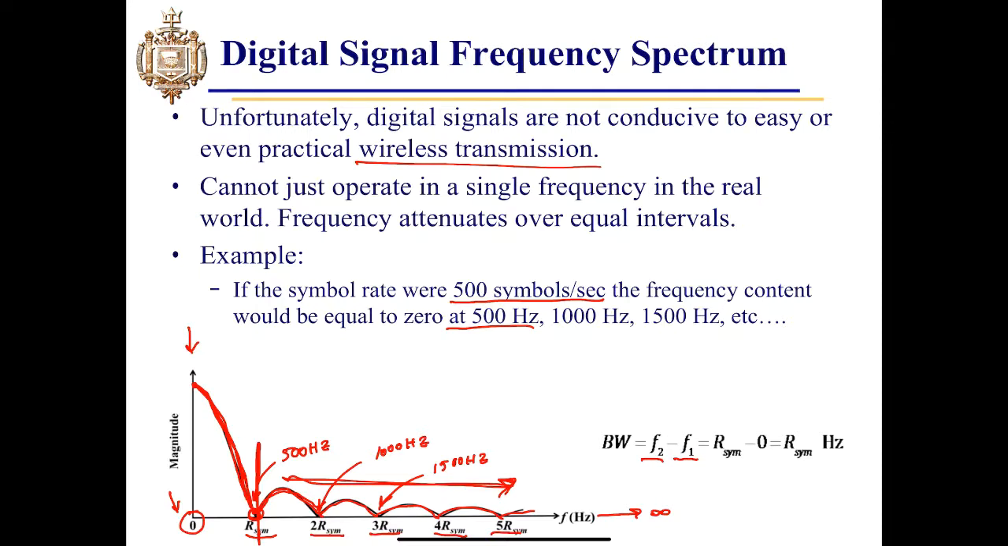If we simplify that, it's the symbol rate. Right here is 1 times the symbol rate, minus 0. And that simplifies to being just the symbol rate. So the bandwidth of this particular signal is the symbol rate.